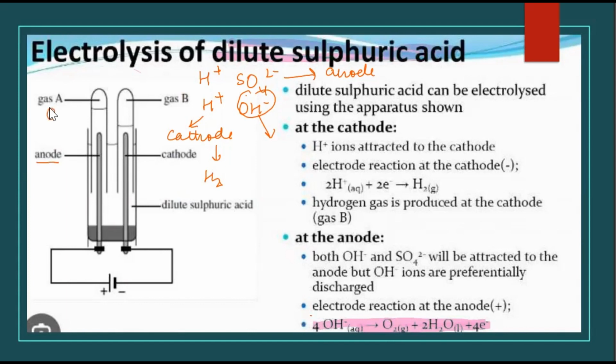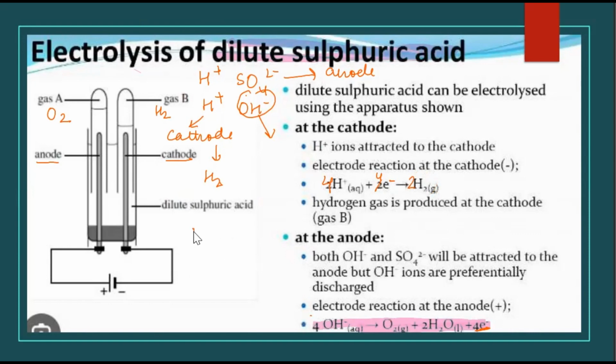So which gas is being given at the anode? Oxygen gas. And at the cathode, we will be getting hydrogen gas. We are getting 1 mole of oxygen and hydrogen. Here there's a mistake in the printing, because the 4 electrons are lost by 4 OH⁻ ions. So there will be 4 electrons accepted by the hydrogen ions. The 4 H⁺ ions will accept 4 electrons, which will make 2 hydrogen molecules.